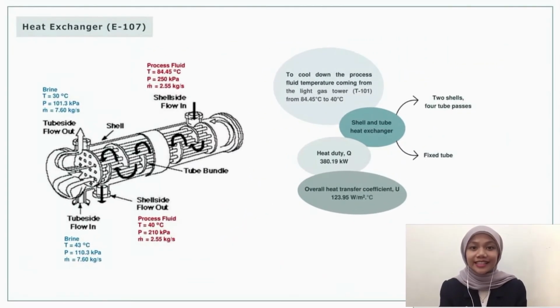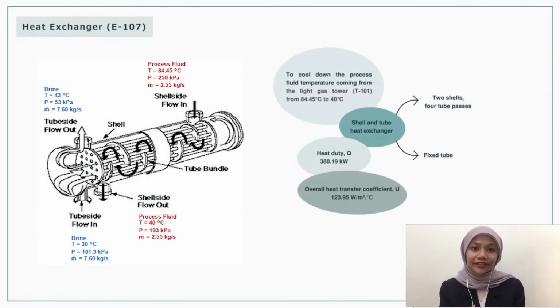The next one is the design of heat exchanger E107. The function of this heat exchanger is to cool down the process fluid temperature coming from the light gas tower from 84.45 degrees Celsius to 40 degrees Celsius. It is a fixed tube, shell and tube heat exchanger with 2 shells and 4 tube passes.